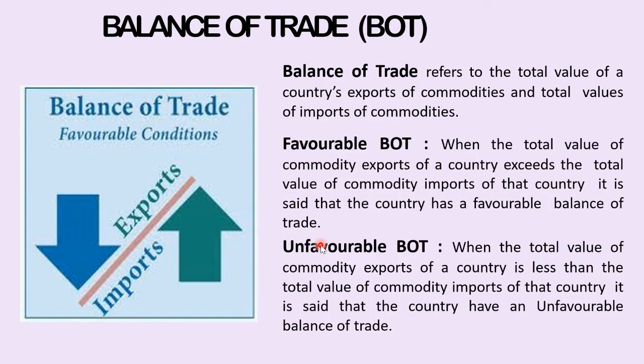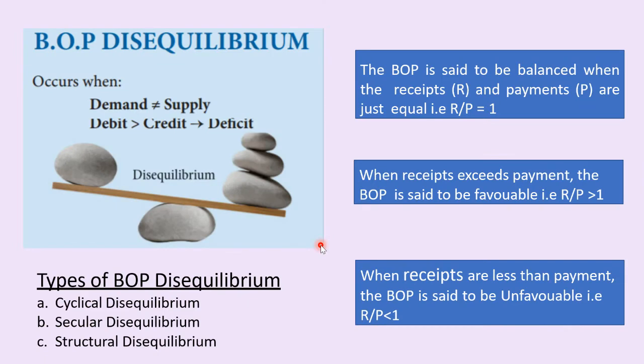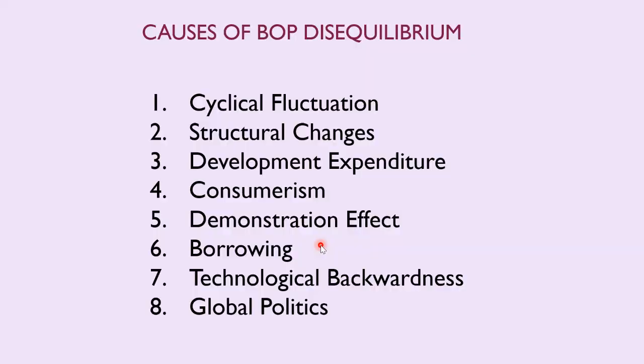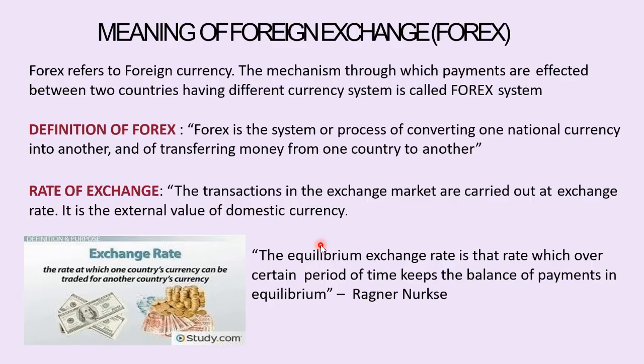Then we saw the balance of trade. What do you mean by favorable balance of trade and unfavorable balance of trade? Then we saw the balance of payments and its components: current account, capital account, and official reserve assets account. Then we saw disequilibrium: the types of disequilibrium, the causes of disequilibrium, and the measures to correct disequilibrium.